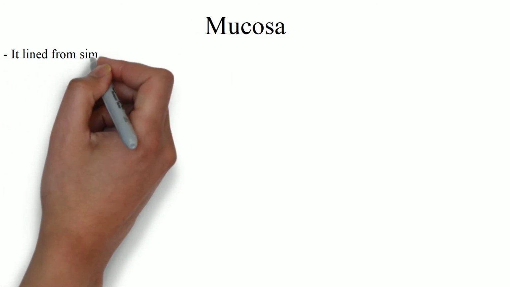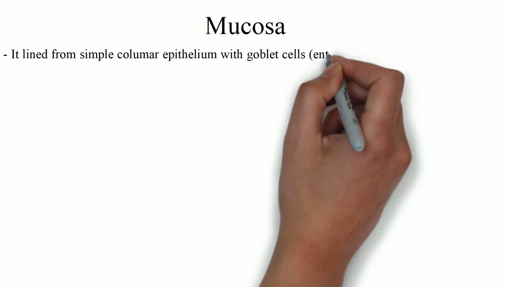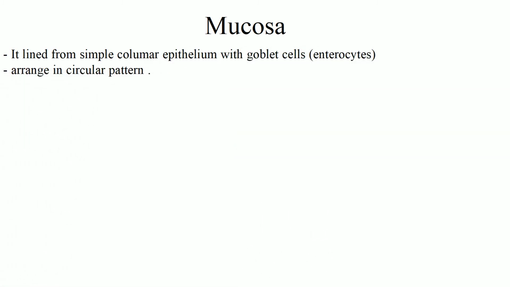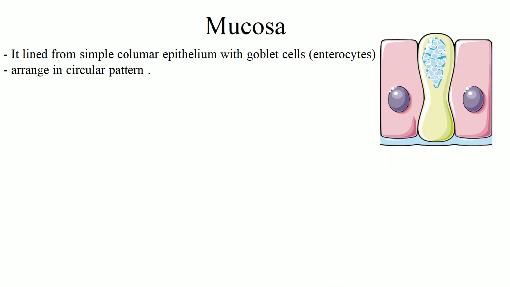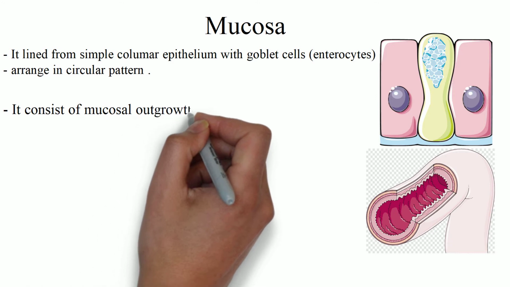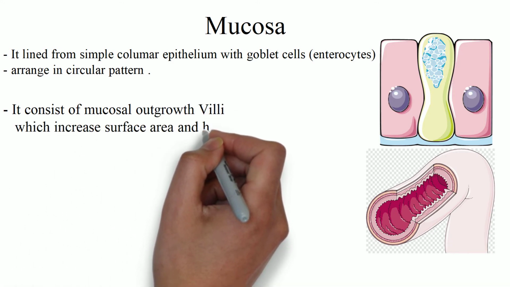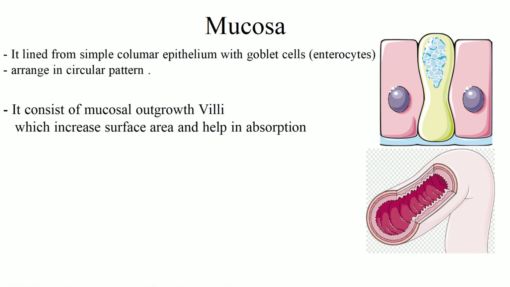Mucosa is lined by simple columnar epithelial cells. It also has goblet cells and enterocytes. It is arranged in a circular pattern, as you can see in the image. It consists of mucosal outgrowths known as villi, which increase the surface area and also help in absorption.